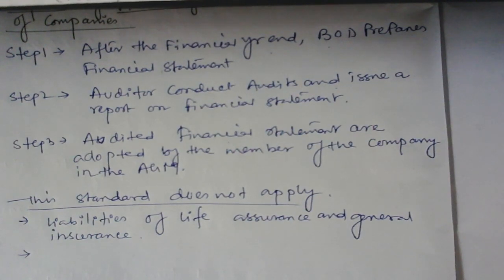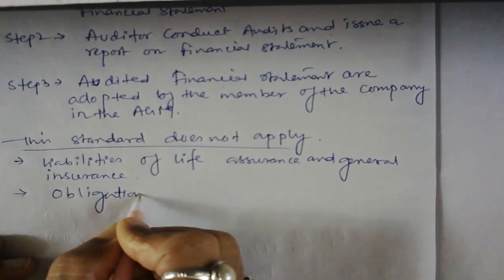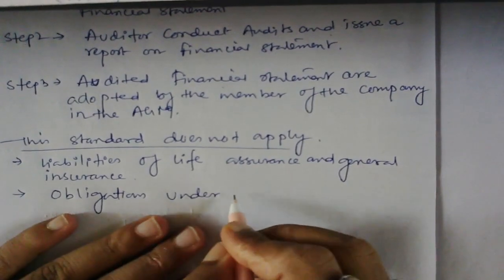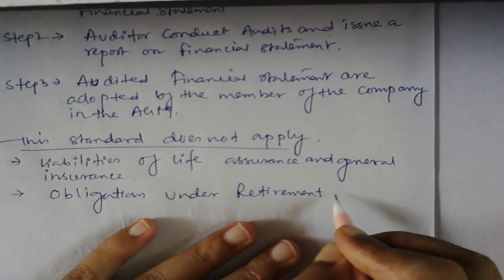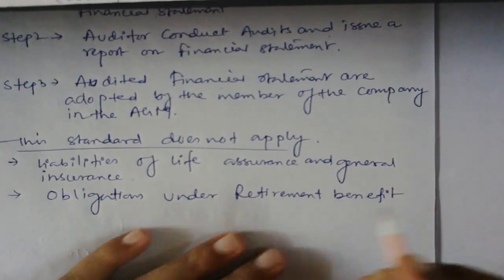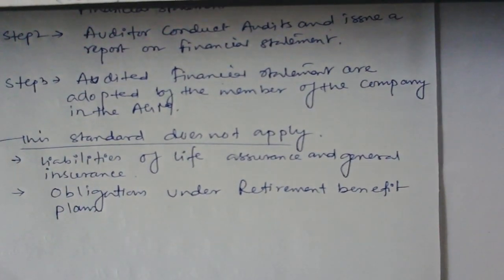Number two. Obligation under retirement benefit. Definitely, gratuity, guys. Gratuity. Obligations under retirement benefit. When you are going to work with any office and you work for 5 years, you are eligible for getting the gratuity from the company. You spend a good amount of time, 5 years, and as you cross 5 years with the same company, you become eligible under the Gratuity Act. If your company is covered under the Gratuity Act, that is why you are eligible.